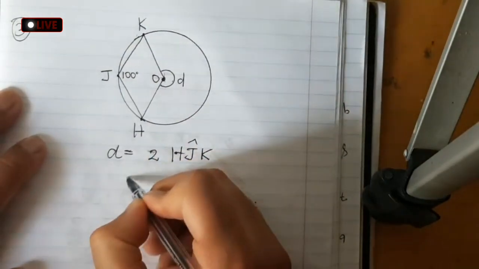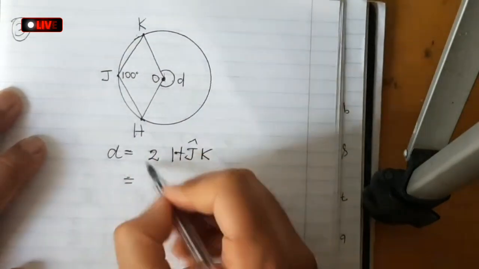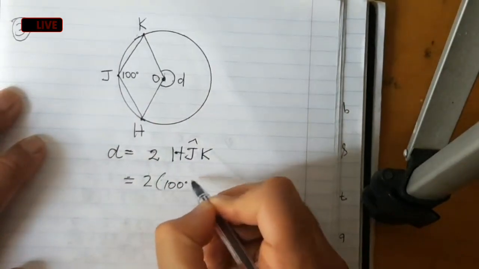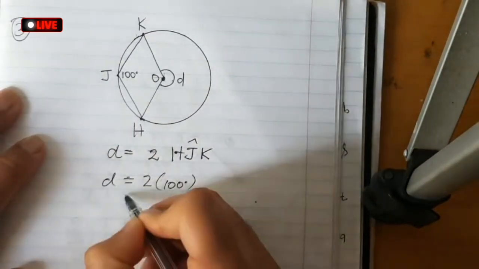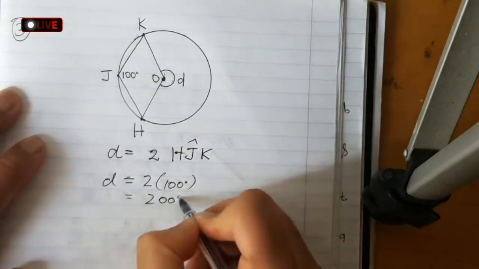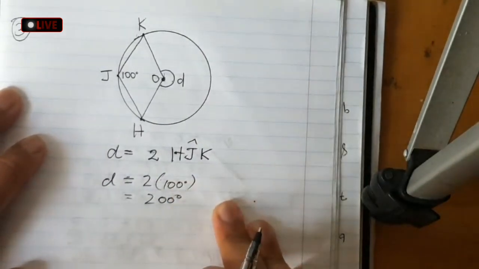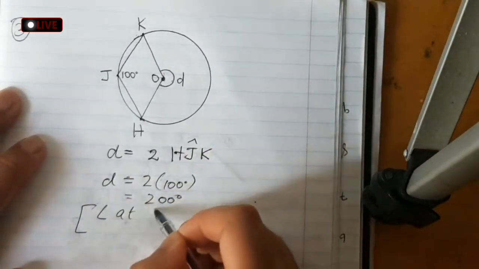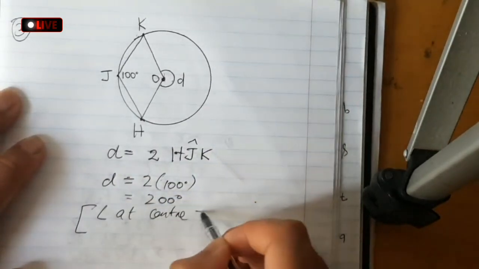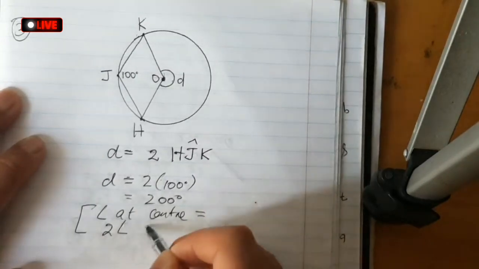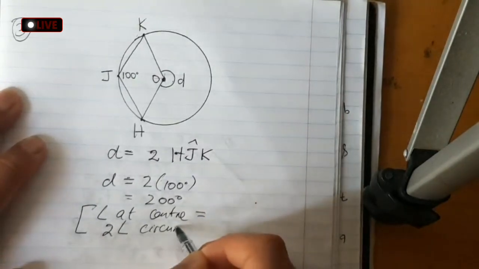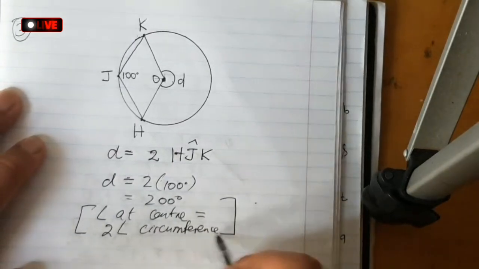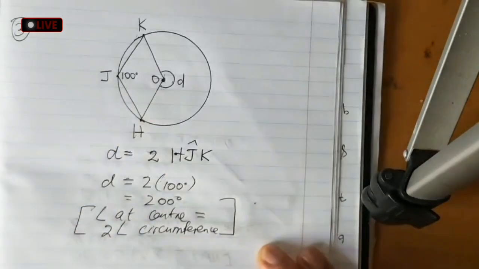And what is that value? It is equal to 100 degrees. So angle D is equal to 200 degrees. And what is my reason? My reason is angle at center is equal to twice the angle at the circumference. I keep on writing this forward, but it's not necessary.